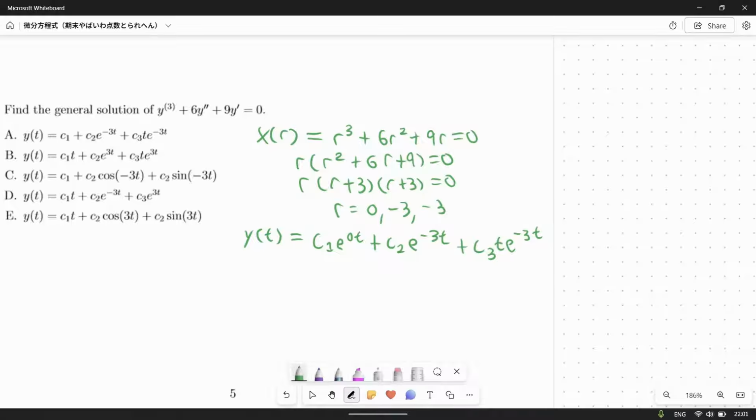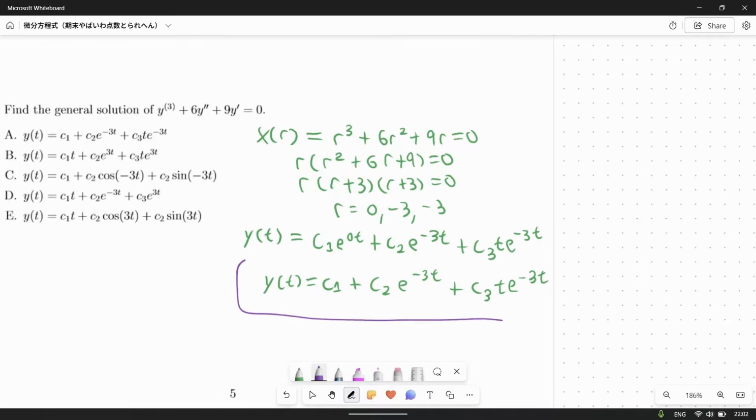So we can simplify this a little bit. Since we have an e to the 0t, that can just simplify to y of t is equal to c sub 1 plus c sub 2 e to the -3t plus c sub 3 t times e to the -3t. And so now this is going to be our final general solution for this differential equation.